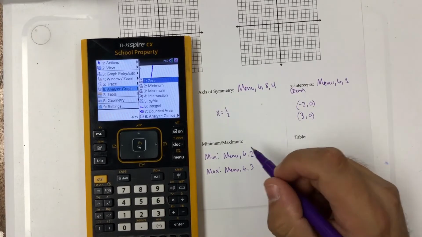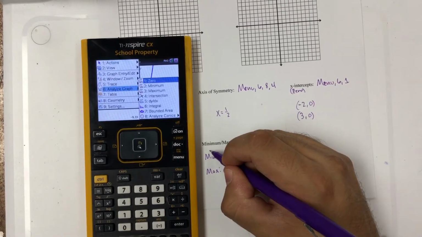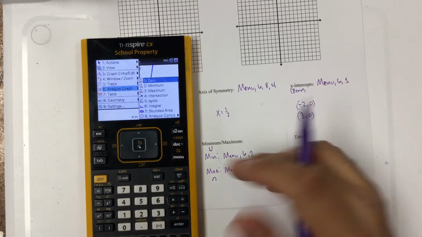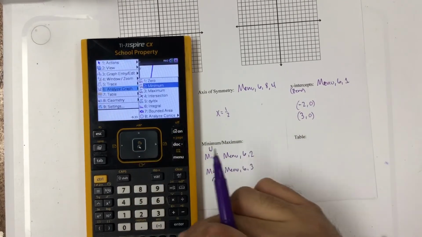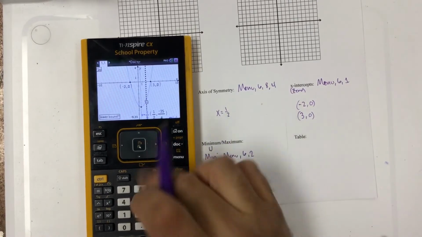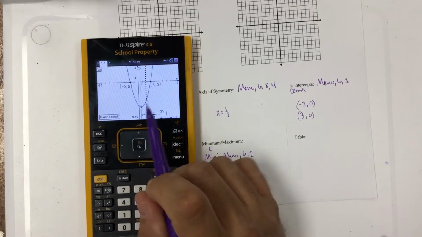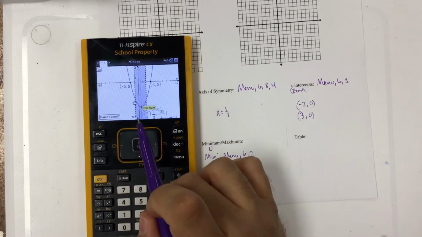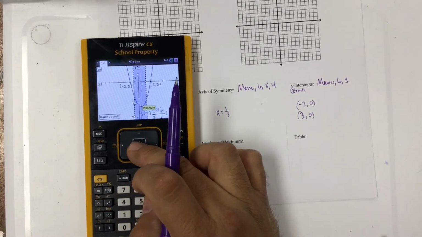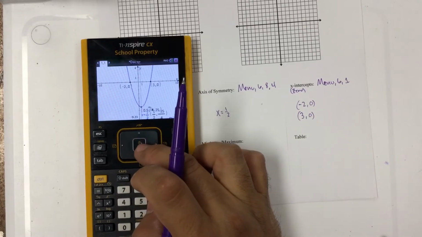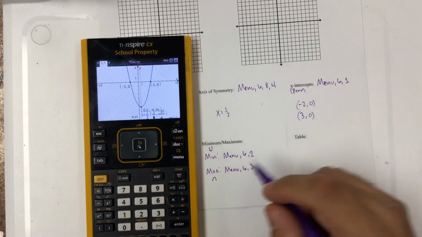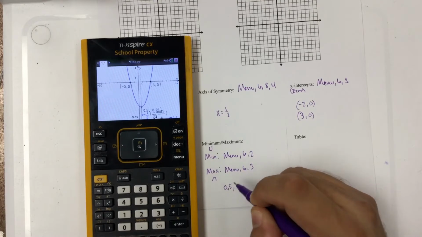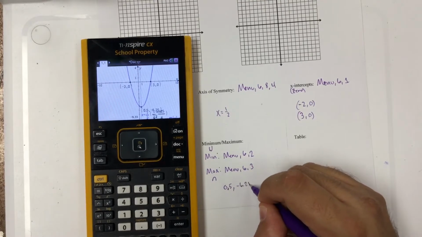So you do the minimum when your graph is facing up. You do the maximum when your graph is facing down. So in this case here, our graph was facing up, so that's going to be minimum, number 2. And we look for the vertex, and we know it's already right there, but we're going to click down. We're going to scroll over, and once the dot stops, because before the dot was moving and now it's actually stopped, we can see that the minimum is at 0.5, negative 6.25. So 0.5, comma, negative 6.25.